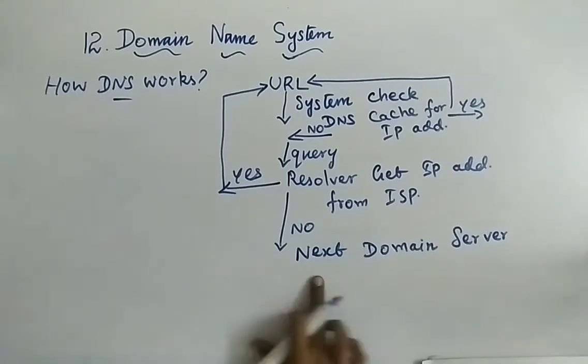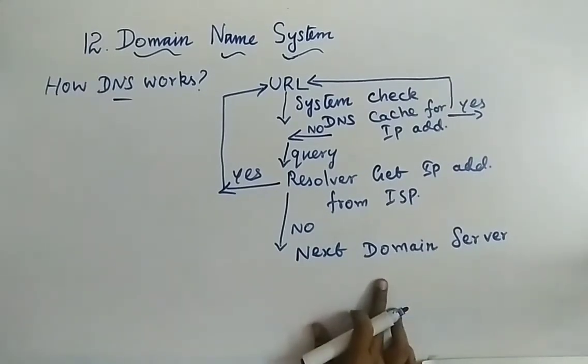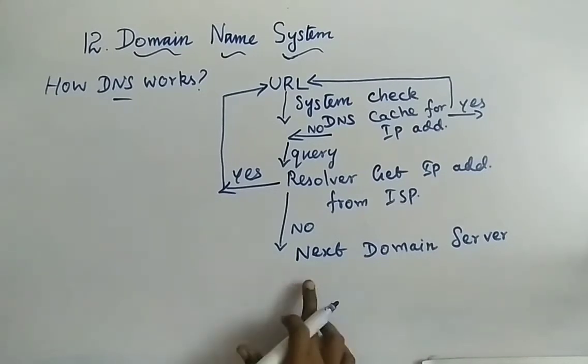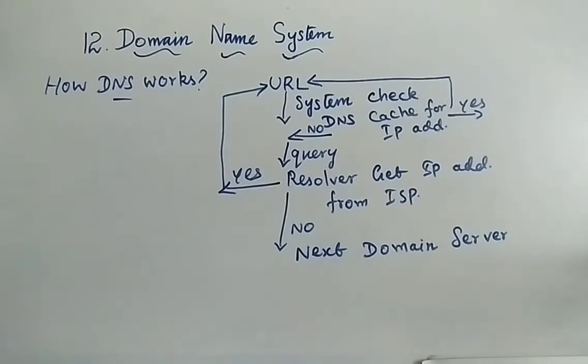So here, if it is not going to find the answer, that is, the result is no, then at the next level it will move on to the next domain server. Like that it will keep moving until it finds the correct IP address for the entered URL. So this is the simple way I have explained how DNS works for you people.